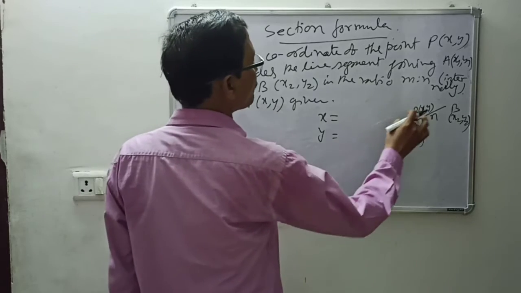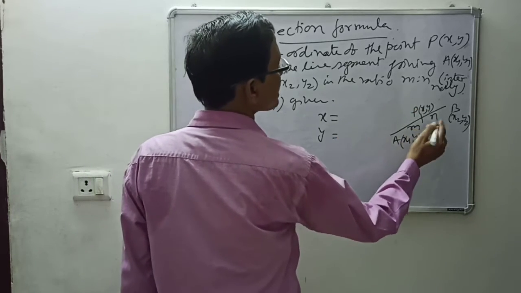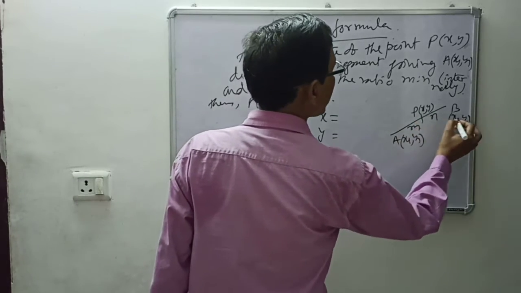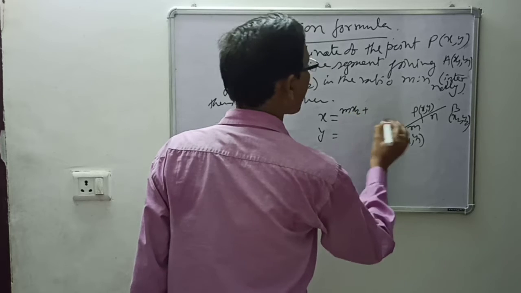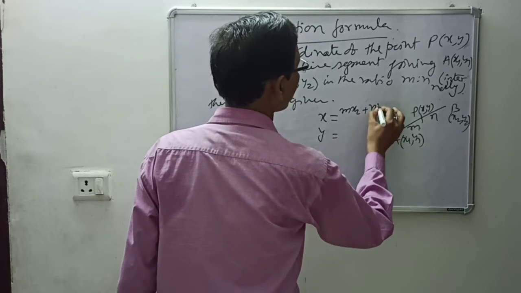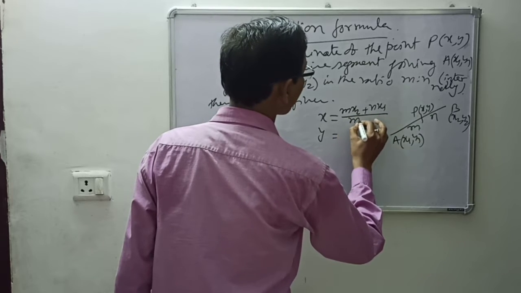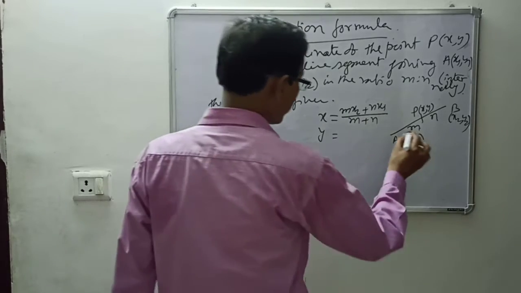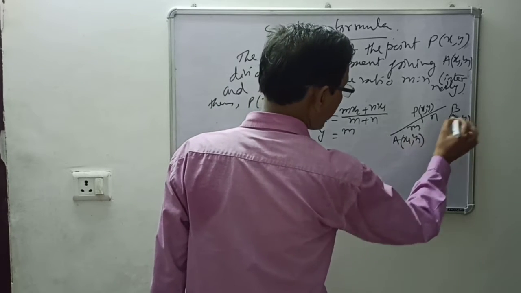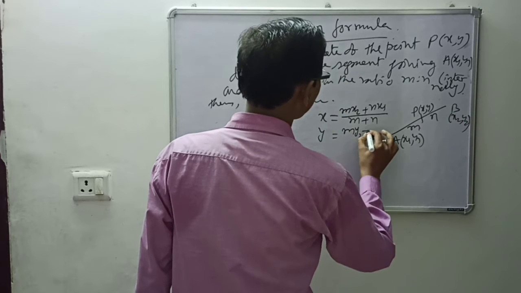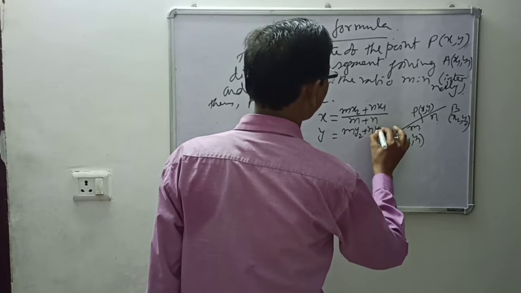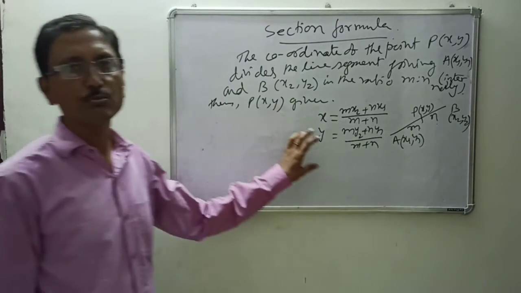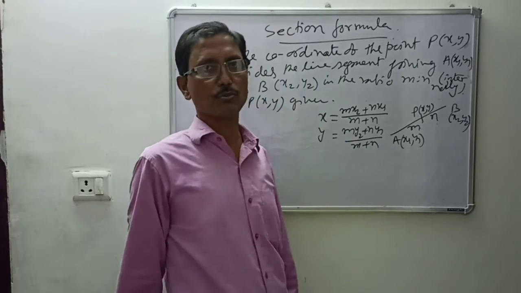So P(x, y) will be given by x equal to, see cross order, for the x coordinate, x equal to (mx2 plus nx1) divided by (m plus n). Similarly, for y, it will be (my2 plus ny1) divided by (m plus n). This formula is known as the section formula.